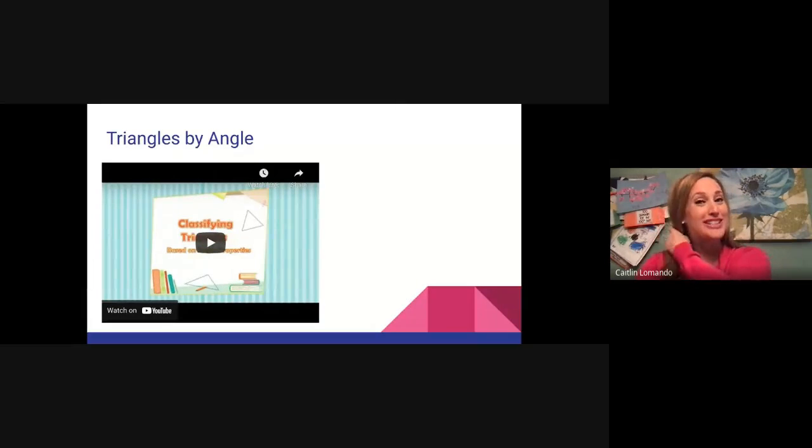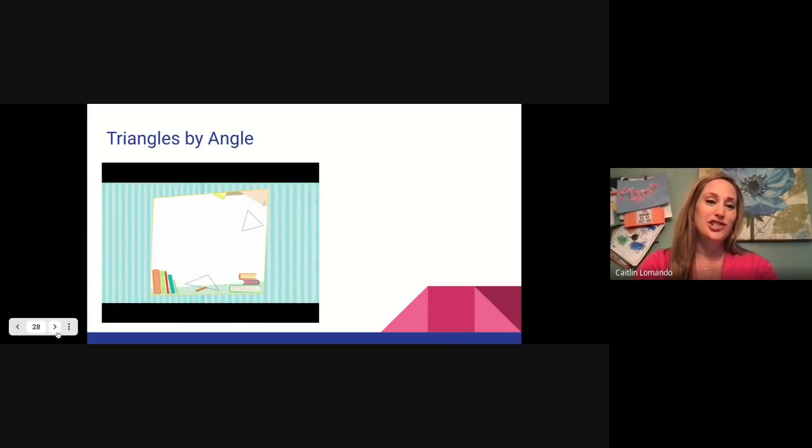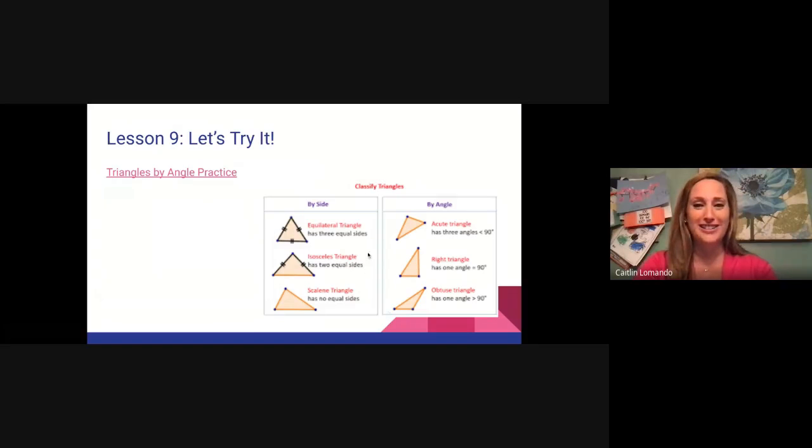All right, as I mentioned, I think this is actually going to be easier than our last lesson because so many of you really understand the difference between acute, right, and obtuse triangles. So let's check out some practice. Last time, we classified by side. Today, we're going to label each triangle as acute, meaning all 3 of the angles are acute angles, right, meaning it has one angle that's a right angle, or obtuse, meaning it has one angle that is obtuse. So let's try it out.